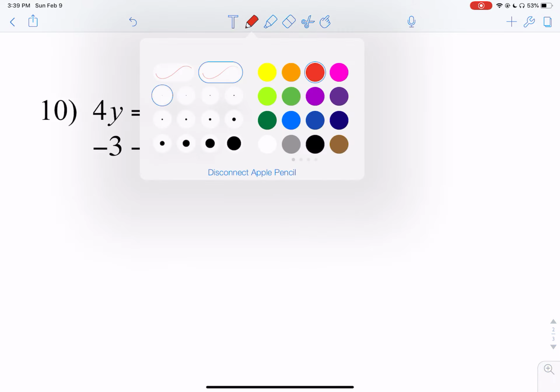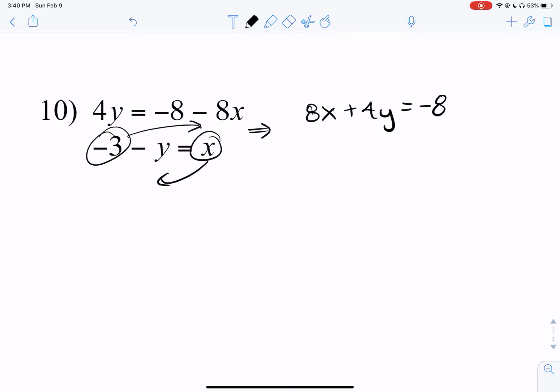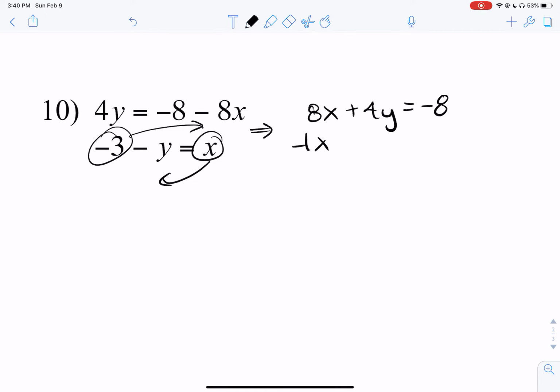Now for number 10. We have to rearrange it, and we end up with a positive 8x, positive 4y is equal to negative 8. So on the bottom, we have to move two things, the negative 3 to that side and the x to this side. So negative 1x minus 1y is equal to positive 3.